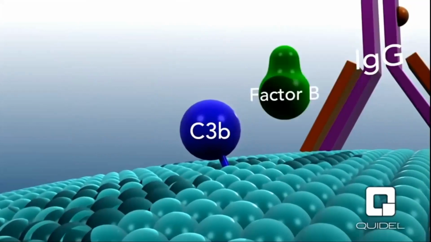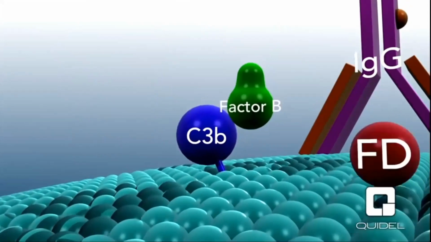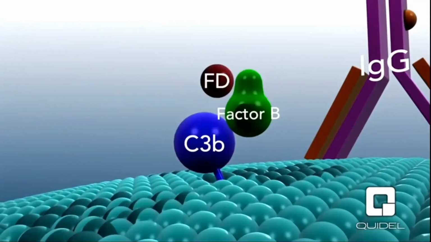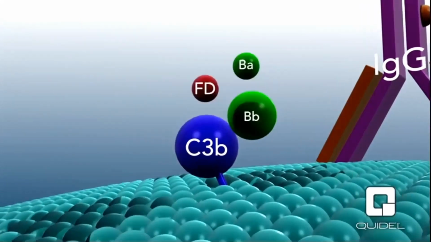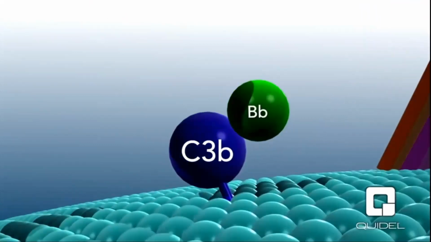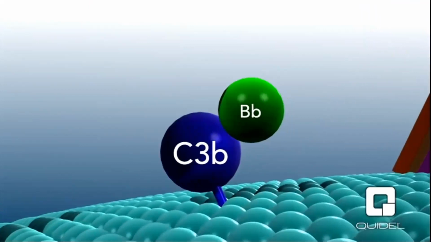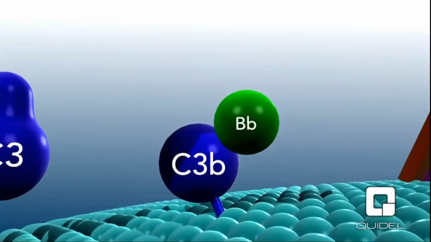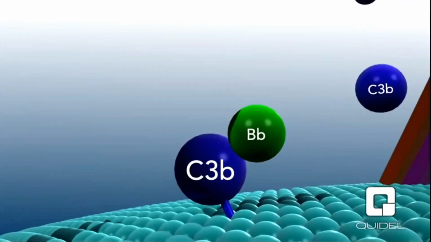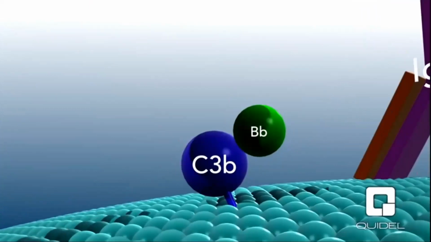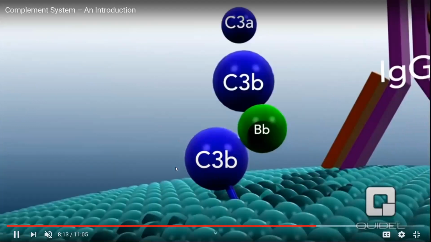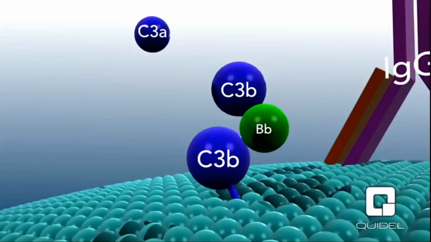Then again the same process will move on. Factor B will come and join to C3b. Factor D will join to factor B. Then it will cleave factor B into two parts, which forms BB and BA. C3b and BB will form the C3 convertase. Now, whenever more C3 molecules come and bind to it, it will start cleaving. You see how more and more C3 is coming forward and trying to bind to BB, and it is getting cleaved. So this will continue. More and more they are coming and binding and they are cleaving.